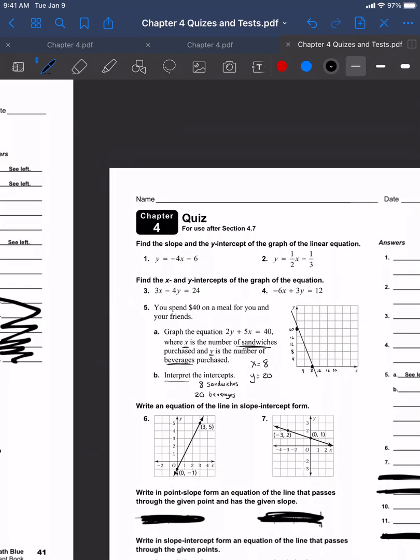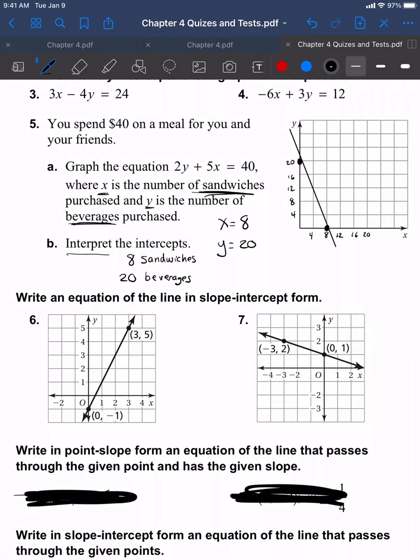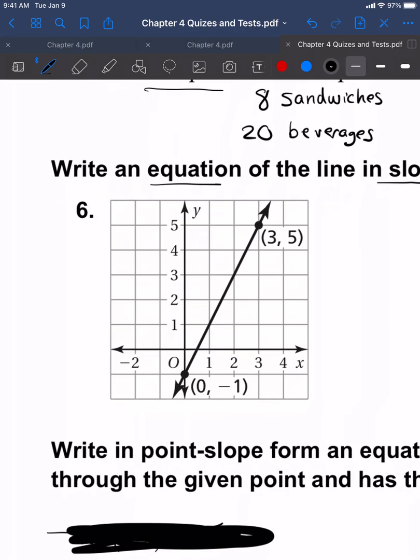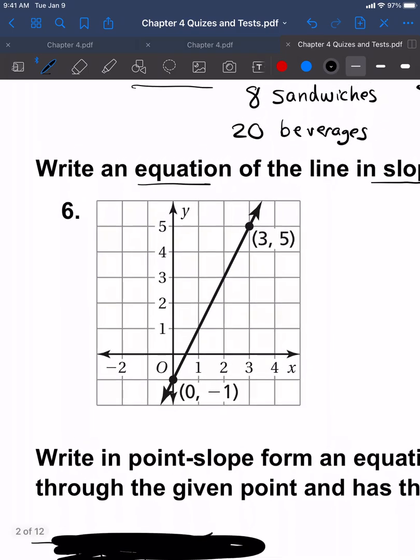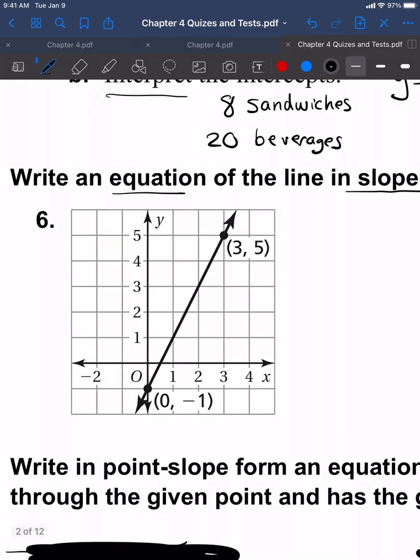All right, 6 and 7, write an equation in slope-intercept form. These are actually not so bad. Do you remember we talked about the steps yesterday? Like step number 1. Find the Y-intercept. Awesome. Number 6, let's do it together. What is the Y-intercept? -1. So I'm going to write -1. It's going to be my B, right?